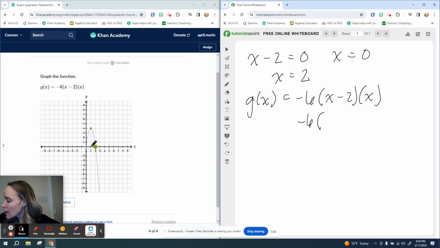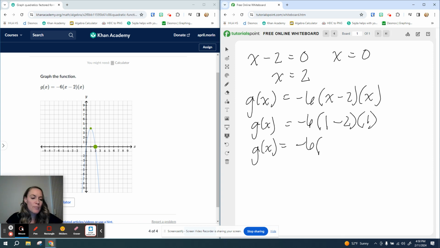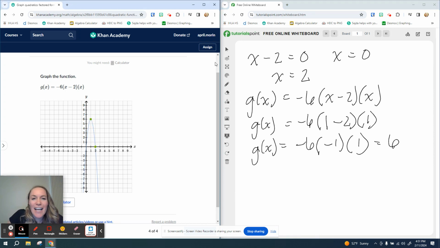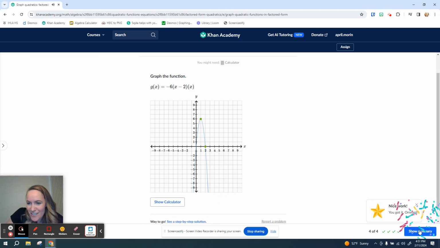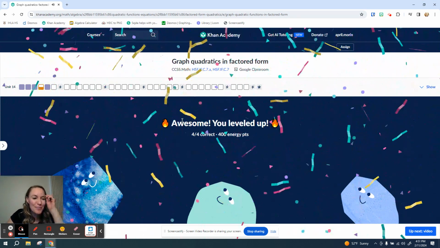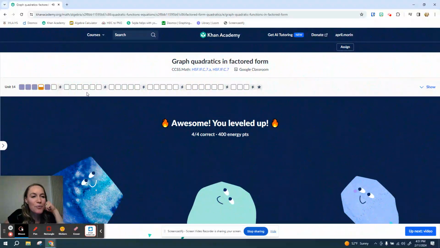Negative 6 times positive 1 minus 2, and then positive 1. All right, so I have g of x equals negative 6 times 1 minus 2 is negative 1, and then positive 1. So I have negative 6 times negative 1 equals positive 6 times 1 equals positive 6. Okay, so let's go ahead and graph that part. And we are there. So super easy. Well, not super easy. There were more steps to that one.